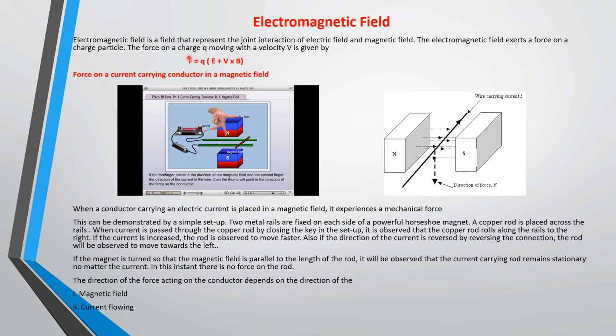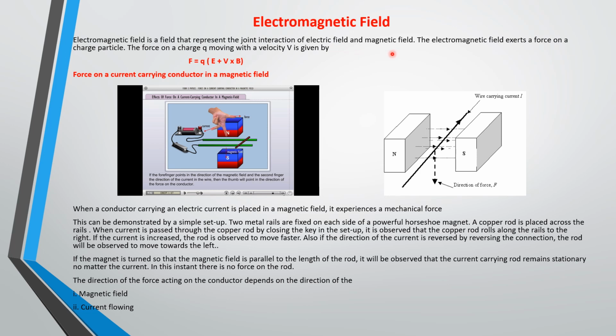So today we are looking at electromagnetic field, and electromagnetic field is a field that represents the joint interaction of electric field and magnetic field. The term electromagnet is coined from electricity and magnetism. So electromagnetic field is a field that represents a joint interaction between electric field and magnetic field.